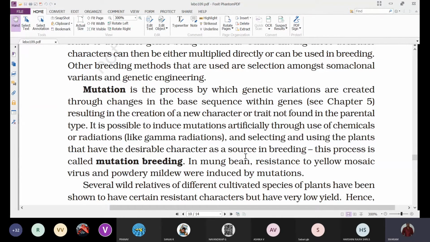Mutation is the process by which genetic variations are created through changes in the base sequence within genes. In most organisms the DNA is the genetic material, and the DNA is made up of a sequence of nitrogen bases. By this mutational process, we are bringing change in the sequence of nitrogen bases, so that we bring change in the characteristics of that organism.